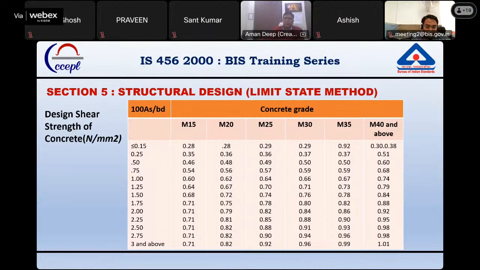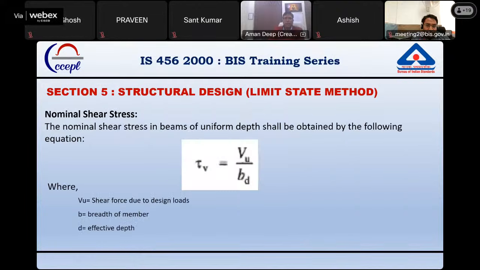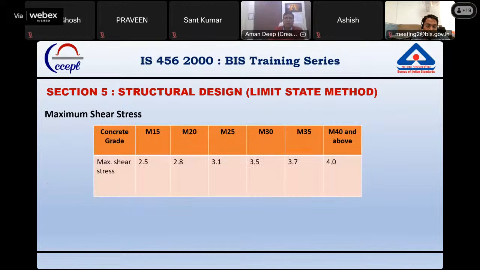So if your shear stress is within this 0.5, then you may not need any special shear reinforcement or stirrups or ties. So this is how we calculate. Nominal shear stress we calculate based on the shear force divided by B into D. So in any section, as we were seeing, with 0.5% tension steel, for M30, our concrete shear strength is 0.5 Newton per mm square.